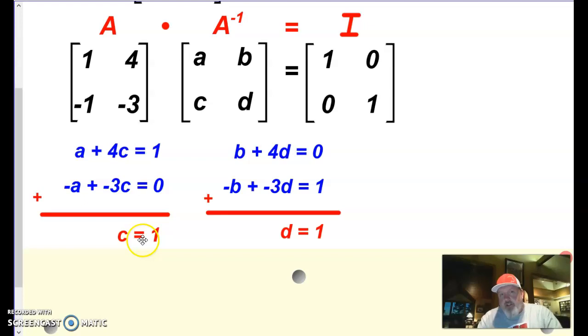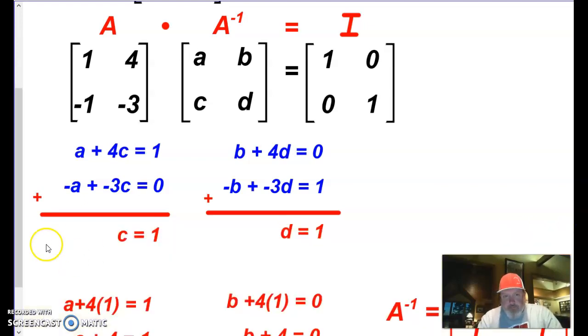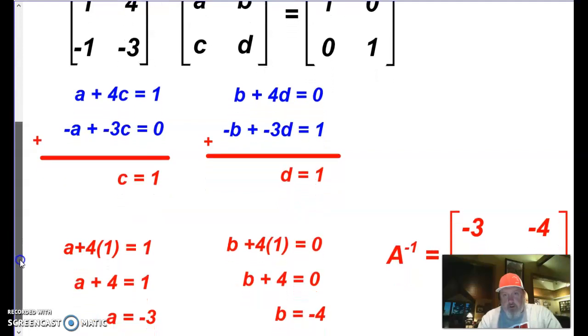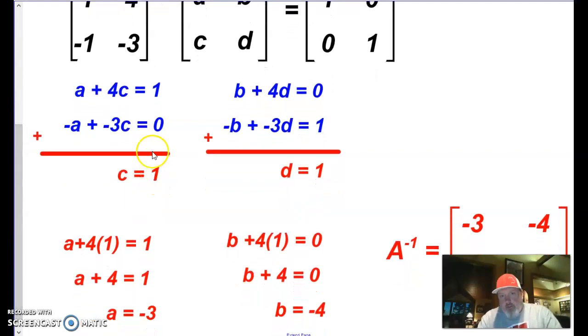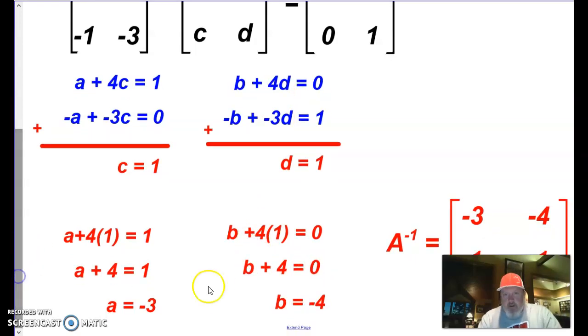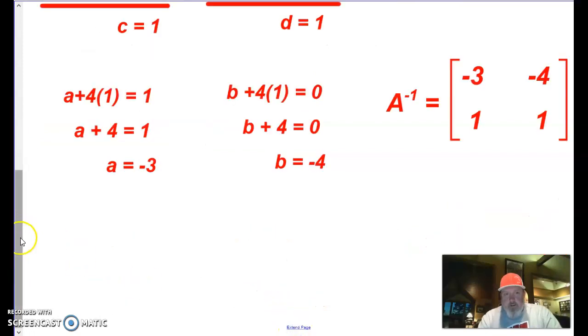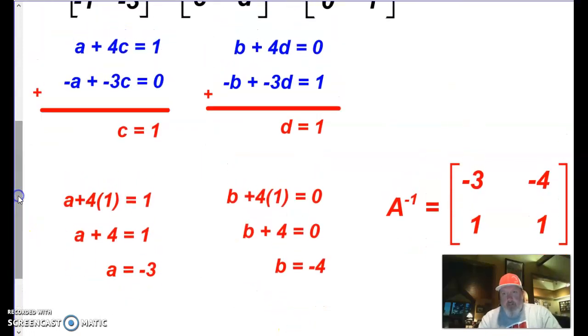Now that I know what c is, I can plug it back into either one of these equations and solve for a, and I can do the same thing here to solve for b. And so that's what I did. You can see I plugged them back in, put c equal 1 back into the top one, found out that a was -3, put d up here, so I get b plus 4 equals 0, b being -4, and that is my inverse. Let's slide it down a little bit.